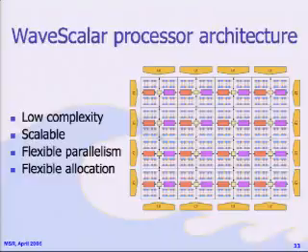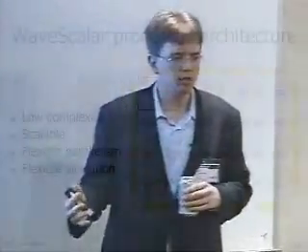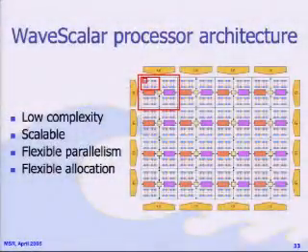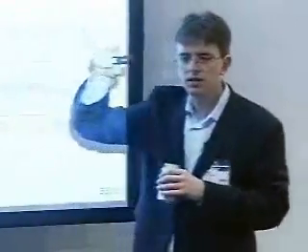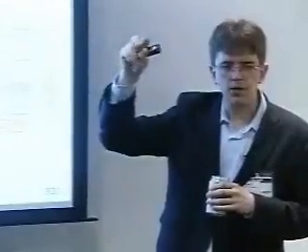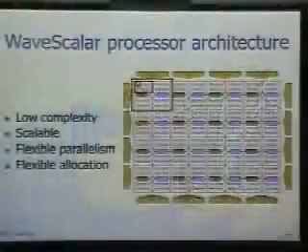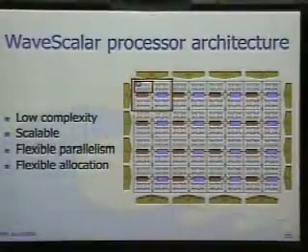This architecture turns out to have some pretty nice properties. First off, it's low complexity and scalable for essentially the same reasons that the CMP is. And that is that we have these basic silicon building blocks that we replicate many times to build the whole chip. So we take the processing element, we stamp it out to build a domain, we take the domain and stamp it out to build a cluster, and we stamp out the cluster at the highest level.